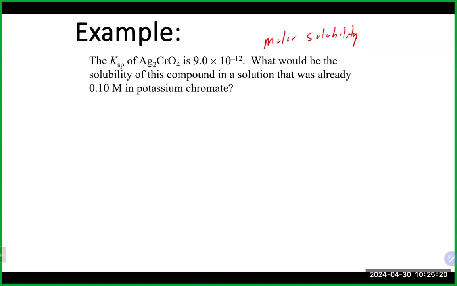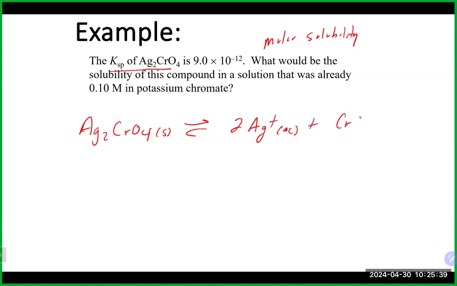Okay, look here. Once again, we're going to have our Ksp for this guy here. That is definitely the one that's going to set up our equilibrium. And we know it's going to be a solid because there's Ksp with it. We want to make sure we break it apart correctly. So we do get a couple of silvers and a chromate in this case.